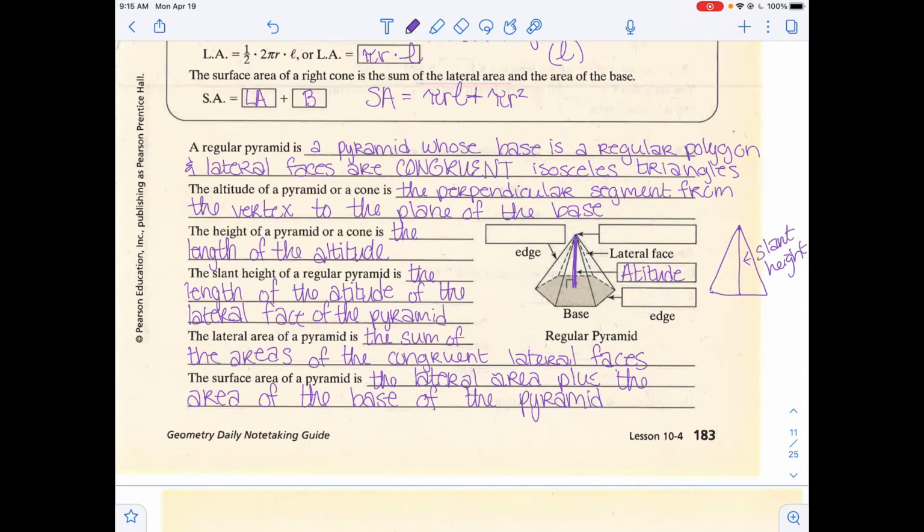Okay, so then if we look back at our drawing, this top point up here would be the vertex. This side here would be a lateral edge. We labeled the altitude already, and then down here, this would be a base edge.